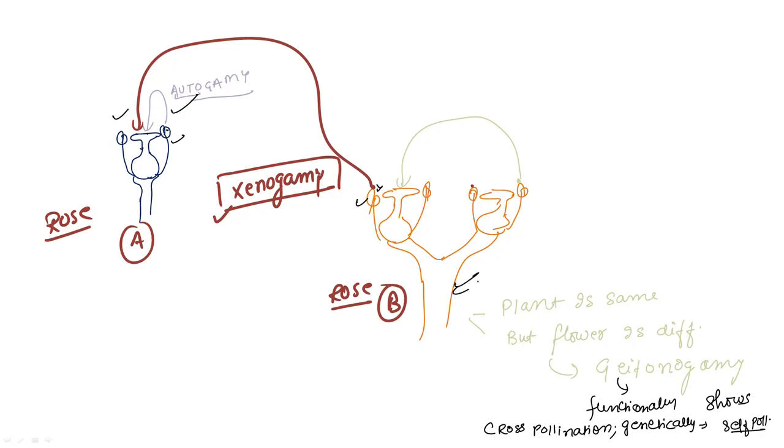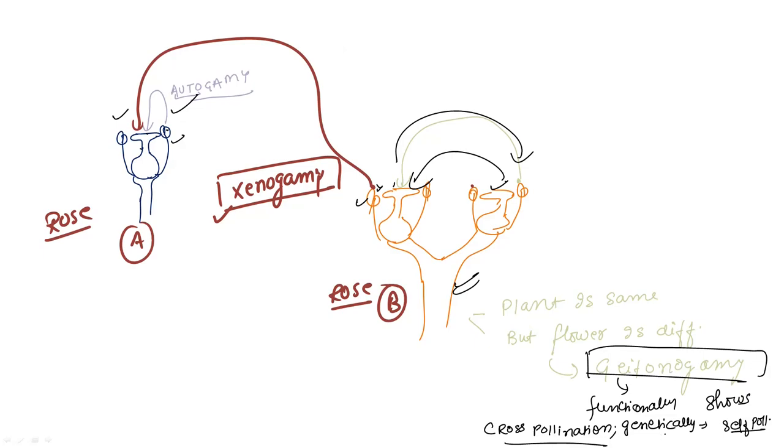But if you talk about from this flower to this flower, or vice versa, this is known as what? Geitonogamy. Geitonogamy is functionally cross-pollination, because cross means a different flower, right? But genetically, it is self-pollination because the plant is the same, so the genetic makeup is the same for both flowers.